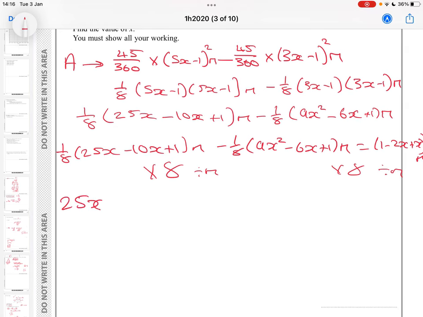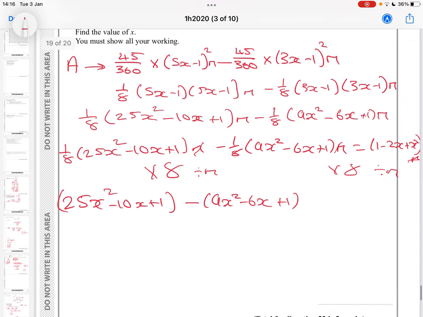So I'm going to be left with 25x minus squared. I keep missing that squared out, don't I? Plus 1. Take away 9x squared minus 6x plus 1. So the pi's have now cancelled. So cancel, cancel, cancel. And that is going to equal, and because I'm timesing this by 8, this side, I'm going to be left with 8 minus 16x plus 8x squared.